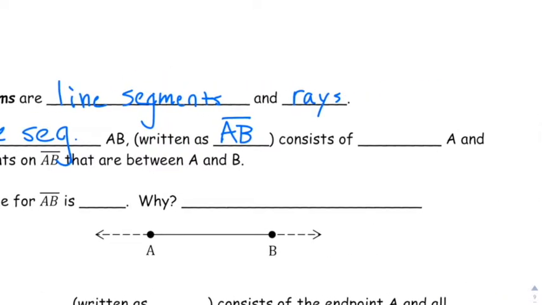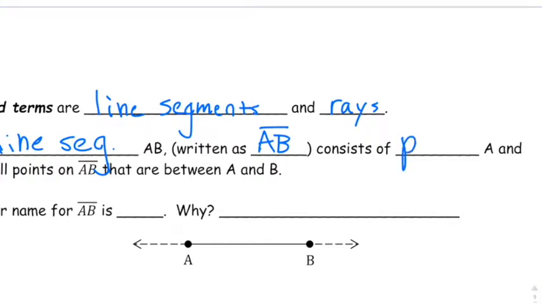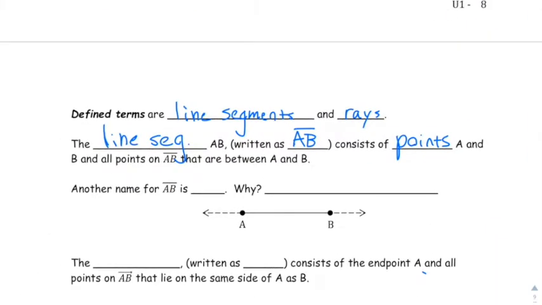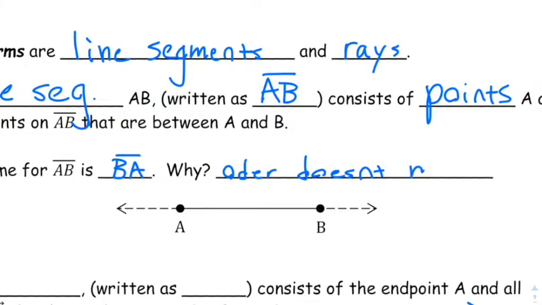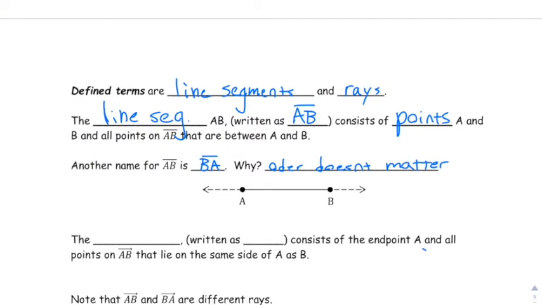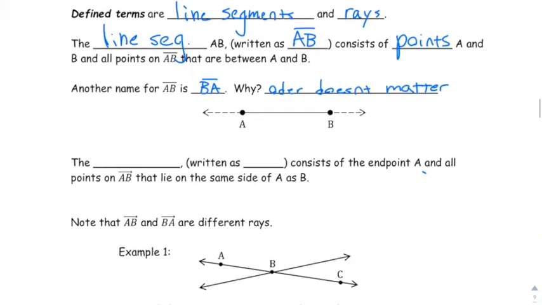Consists of, I guess, points A and B, and all points on AB that are between A and B. Another name for line segment AB is line segment BA. Kind of like what we talked about, the order doesn't matter. As long as they're the same line, going in the same direction, order does not matter on that, or line segment, I guess.